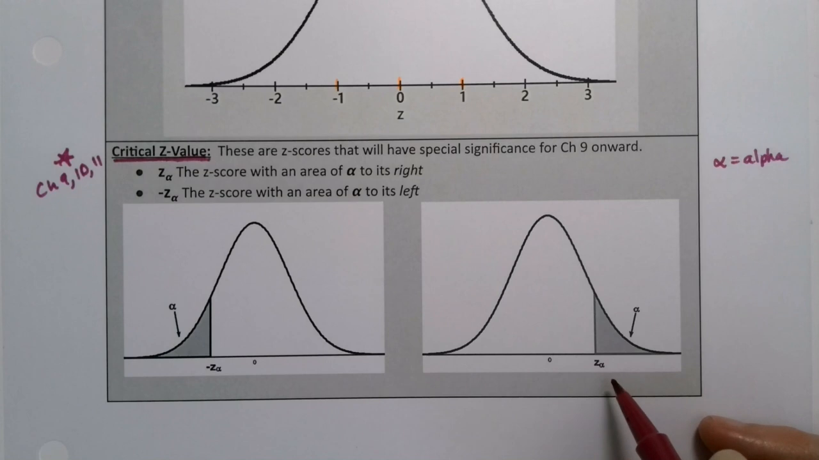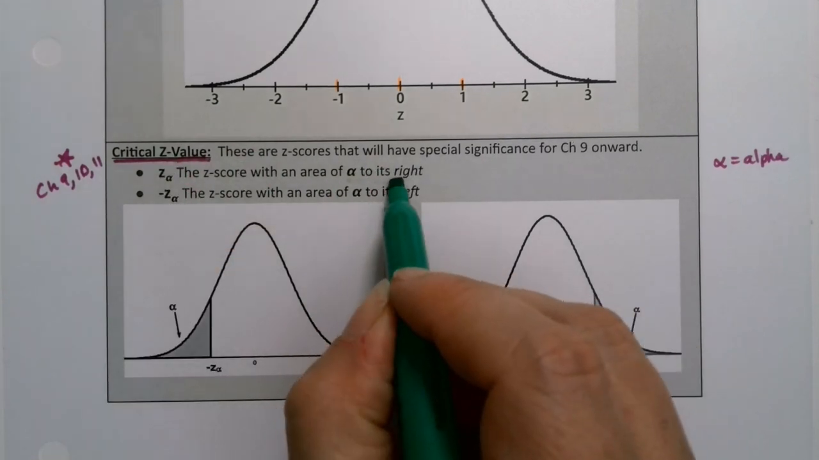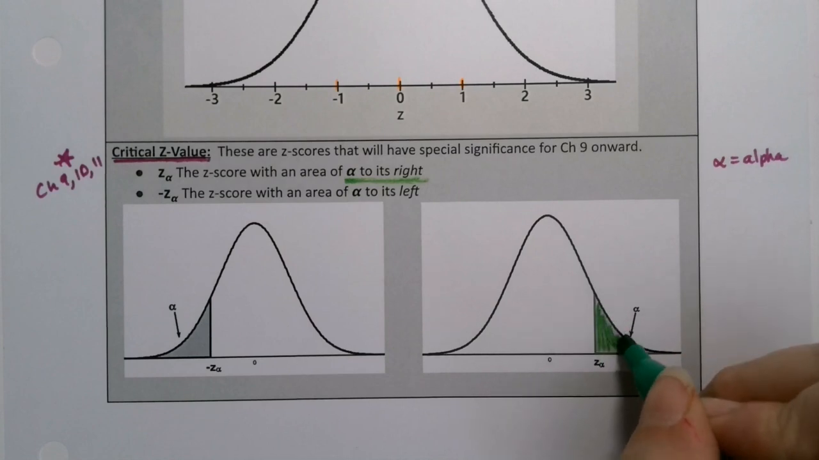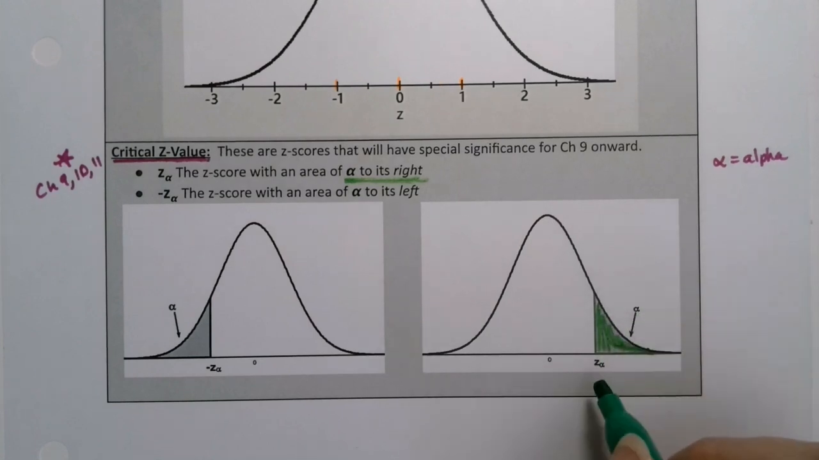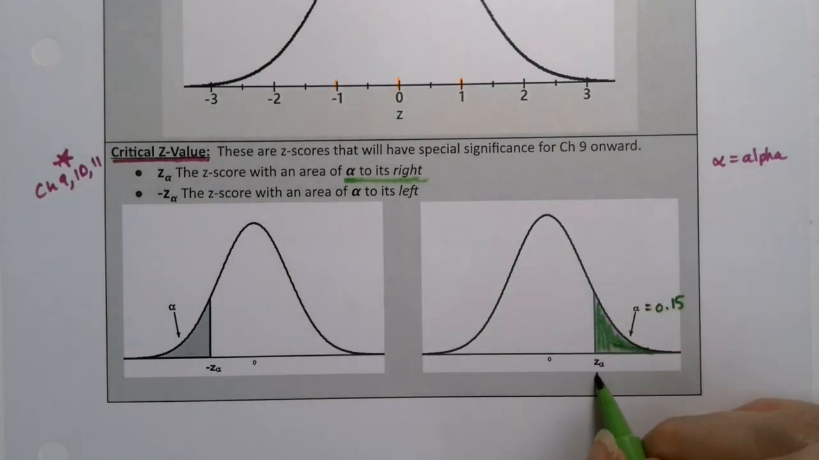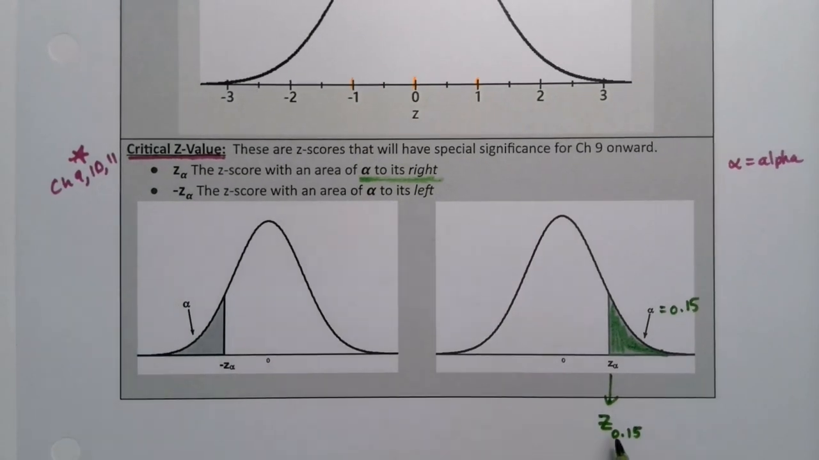All right, so Z alpha means that this area to the right is alpha. So let me highlight that. So area to the right is alpha. Right here, this is the area to the right. And that's alpha. That's called Z alpha. So for example, suppose that area to the right was 0.15, then this would be Z with a little 0.15 after it, right? It means that 0.15 is to the right.